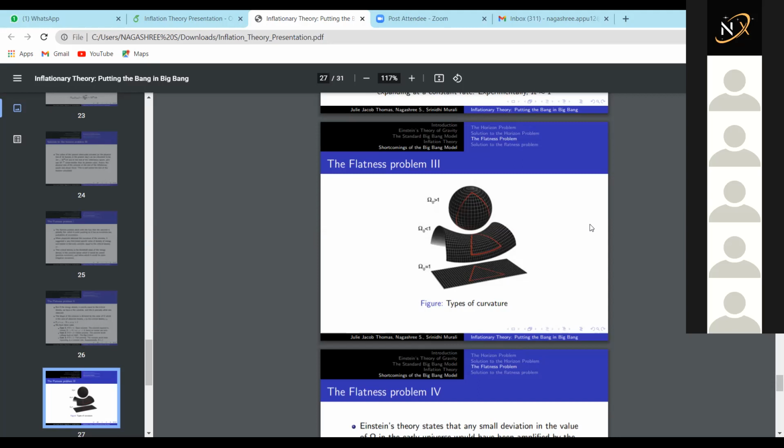So the flatness problem questions why exactly the critical density is close to 1. Even during the early stages of the universe, if this omega value had been just a little greater than 1, it would have led to an open universe. And if it was less than 1, it would have led to a closed universe.